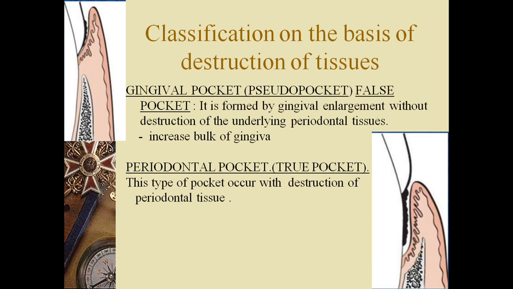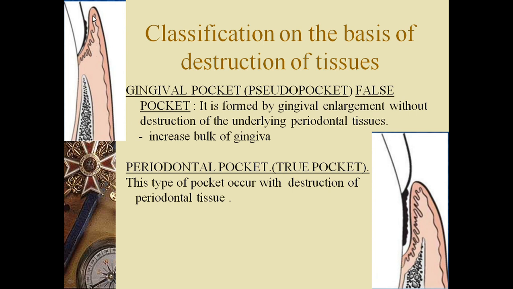Coming on to the classification of periodontal pocket. On the basis of destruction of the tissues, there are gingival pocket and periodontal pocket. The other name of gingival pocket is pseudo pocket or false pocket. As the name suggests, in a false pocket there is actually no pocket formation, but the depth of the sulcus is deepened because of increase in the size of the gingiva. The gingival margin, see, this is the gingival margin, is moved coronally.